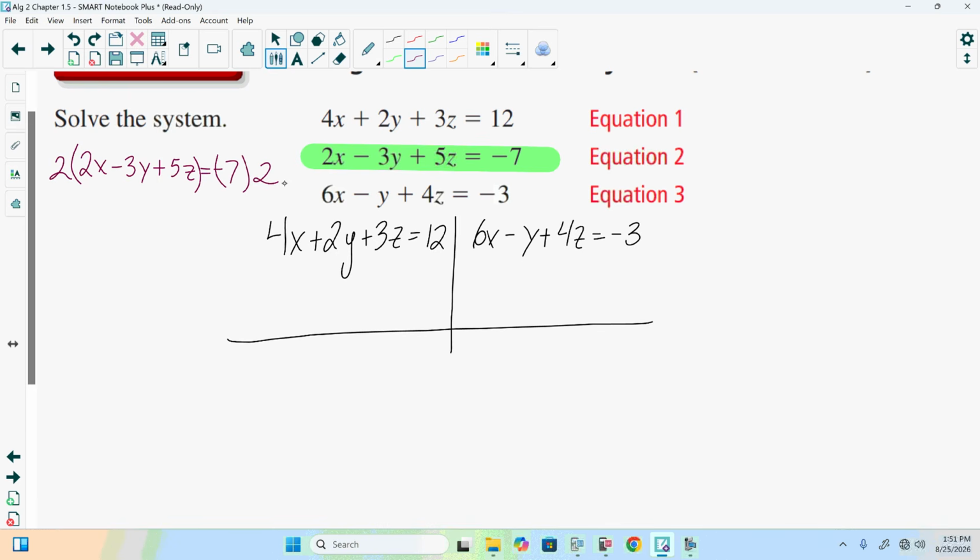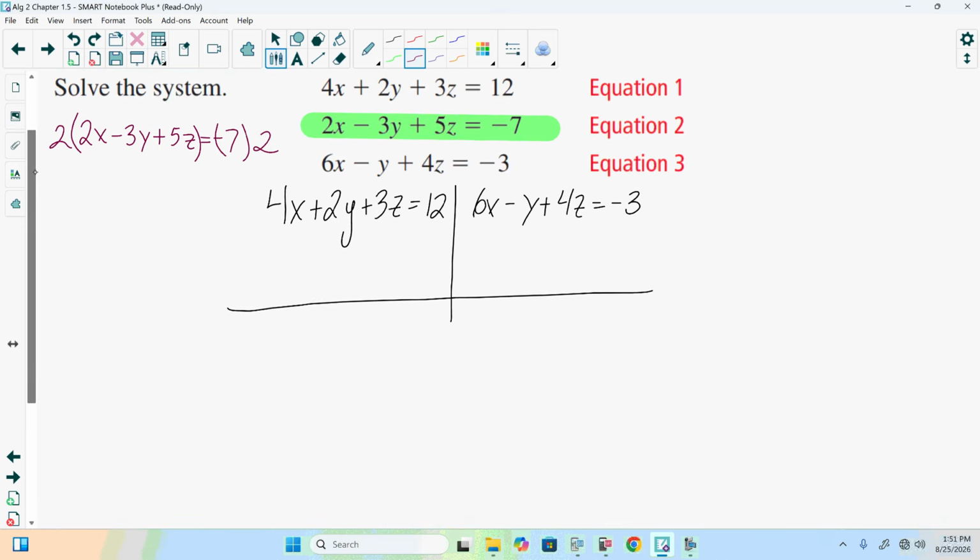Do we write this underneath it or to the side? I'd write it to the side. Because the equation we need is going to be the result of multiplying it by 2. Because our 2 times 2X will be 4X. 2 times negative 3Y would be negative 6Y. 2 times 5Z is 10Z. And negative 7 times 2.